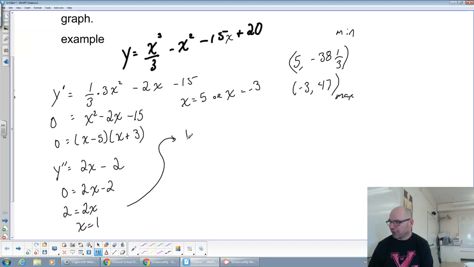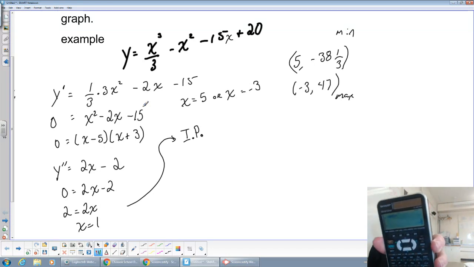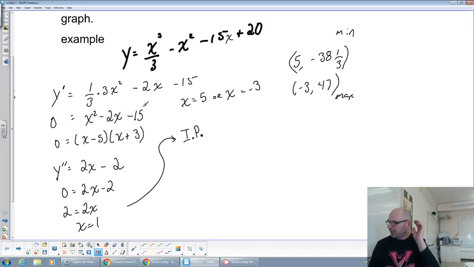So we have an inflection point at 1, and if we plug in 1 up there, we get 1/3 minus 1 squared, which is 1/3 minus 1, which is negative 2/3. So we have negative 2/3. We add 1 or subtract 1 times negative 15. So 1 times negative 15 is minus 15. And then we add 20 to it.